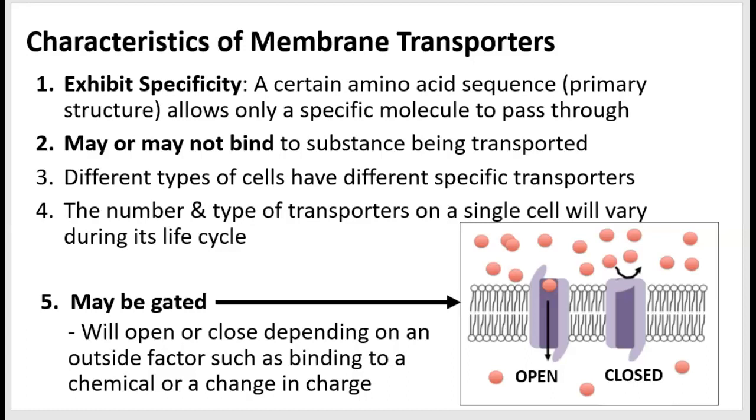Also, the number of transporters on a cell could vary during its lifetime, and the transporter might not always be open. If it can open and close, we call it gated. So we say that the membrane transporter is gated, and it opens or closes depending on an outside factor. This picture on the bottom right shows a membrane transporter when it's open and when it's closed. When it's open, the pink substance can cross the membrane. When it's closed, the pink substance cannot. And we'll look at why it would open and close in a little bit.